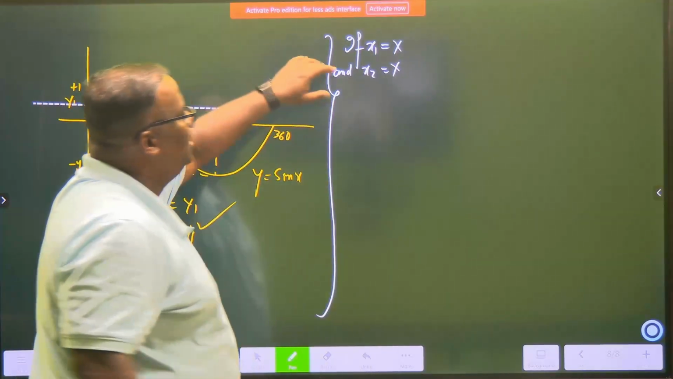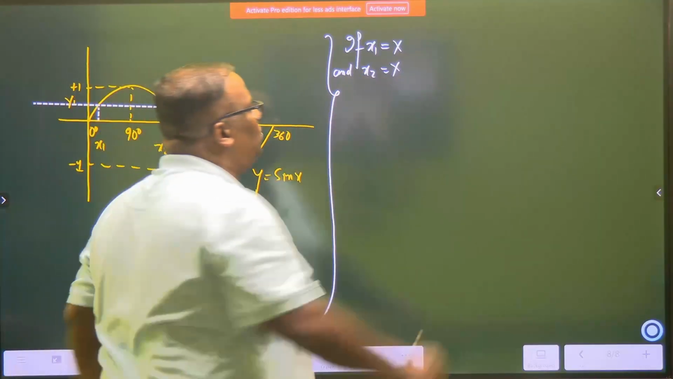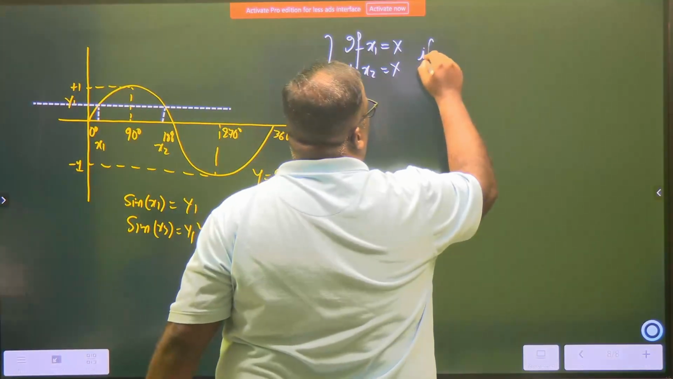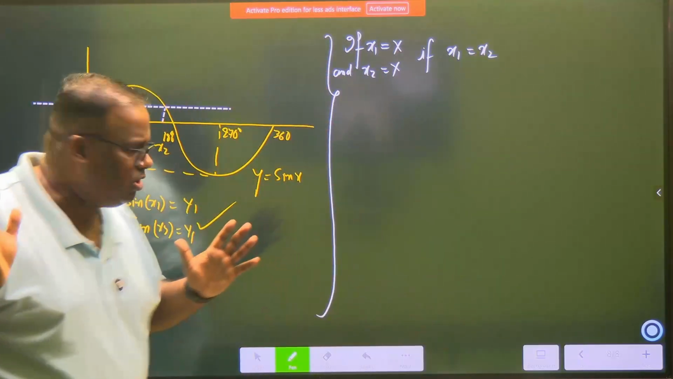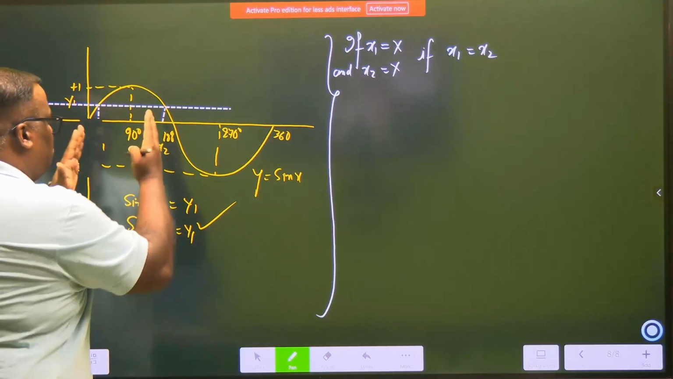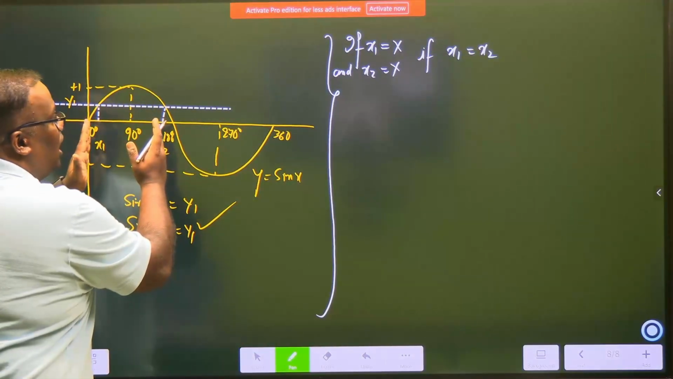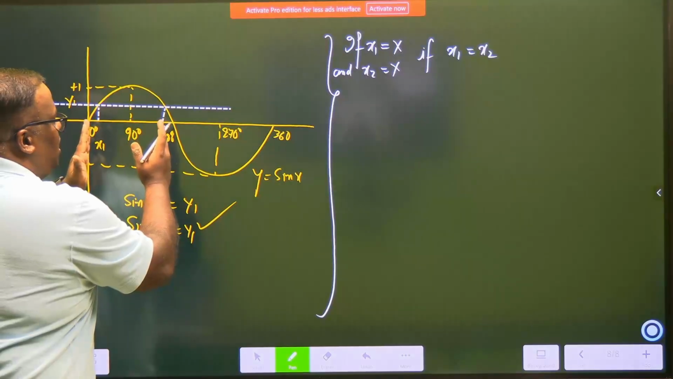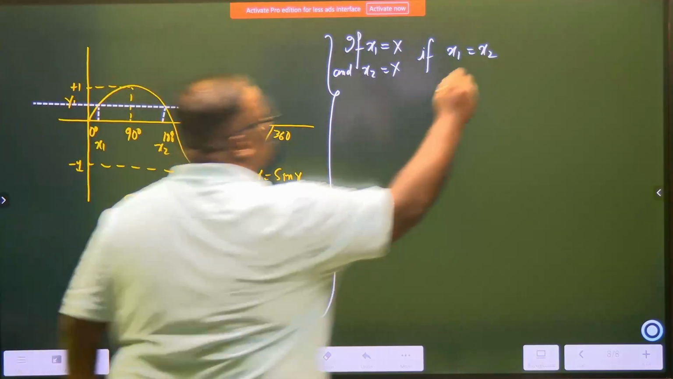We say for any x1 belonging to x and x2 belonging to x, if x1 is equal to x2, see children, look at the beauty. x1 and x2 both belong to the input, and we are saying if they are the same, then the outputs must also be the same.